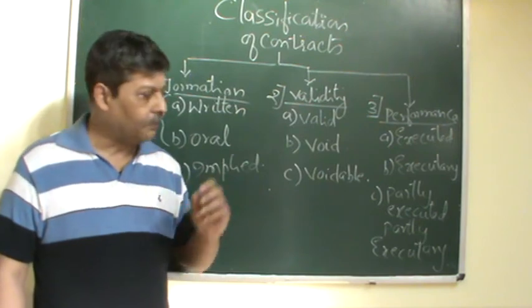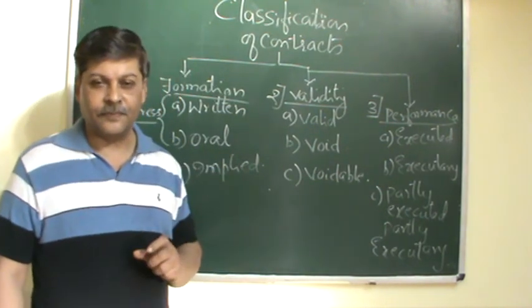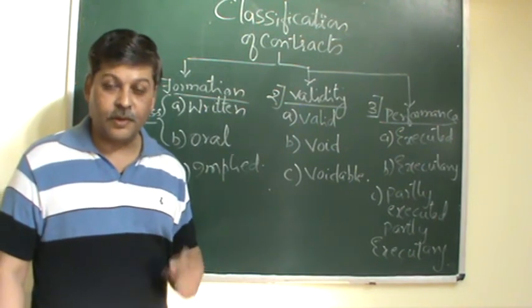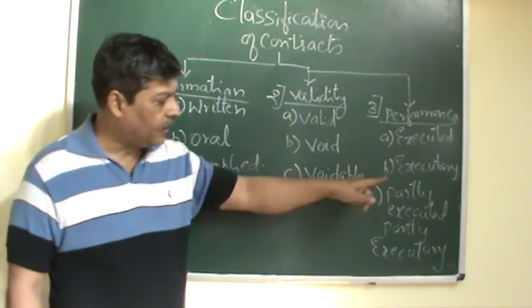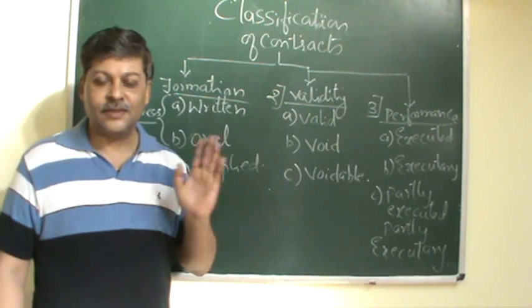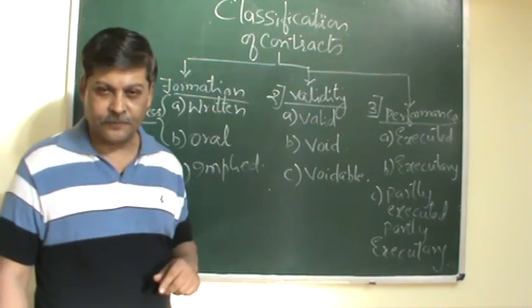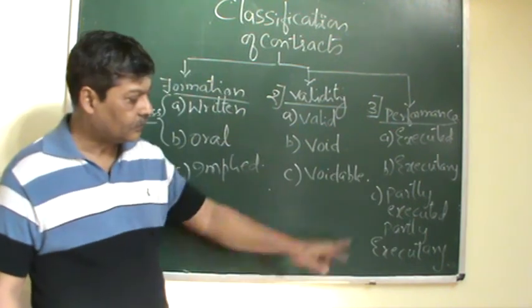So the best example for an executory contract is taking groceries on credit. You have received the goods, but you have not paid the price, which you are going to pay later. So still it is executory. Once you pay the amount, then we say it is executed. That is what we call an executory contract.